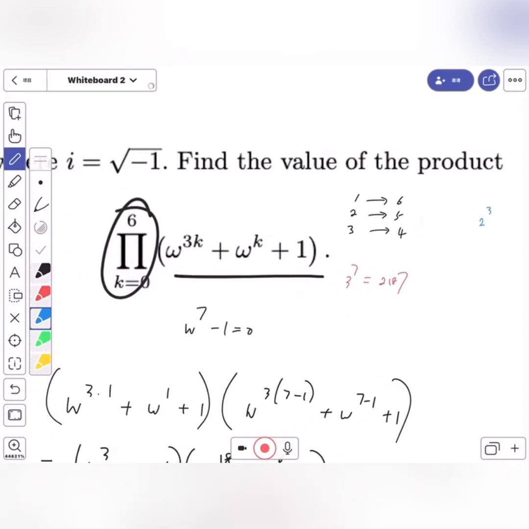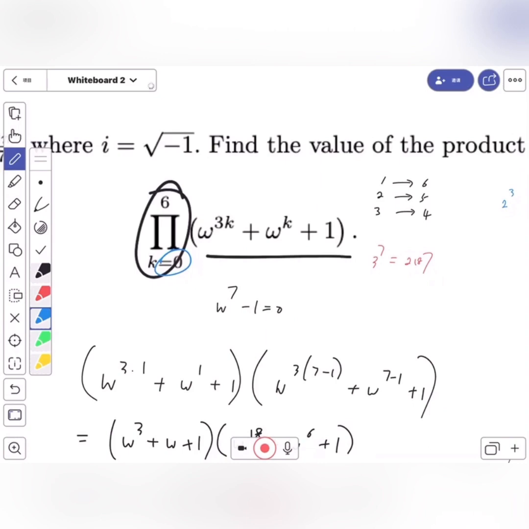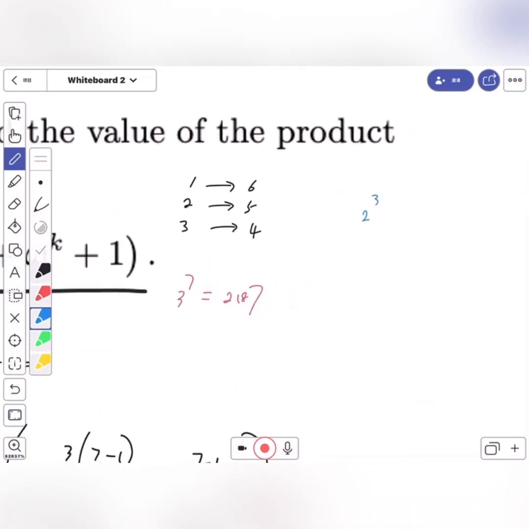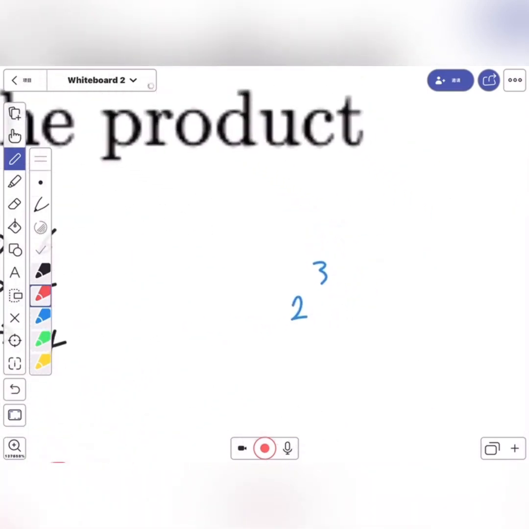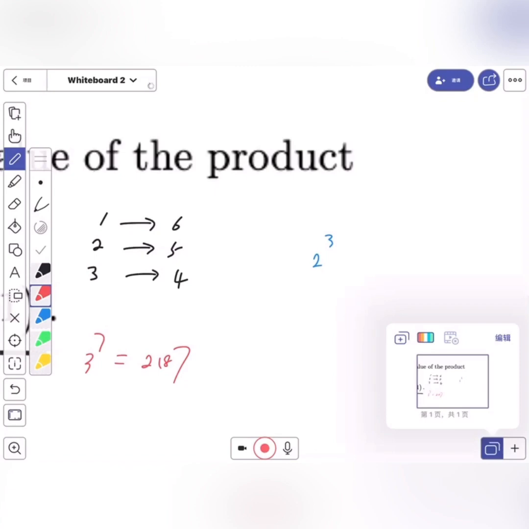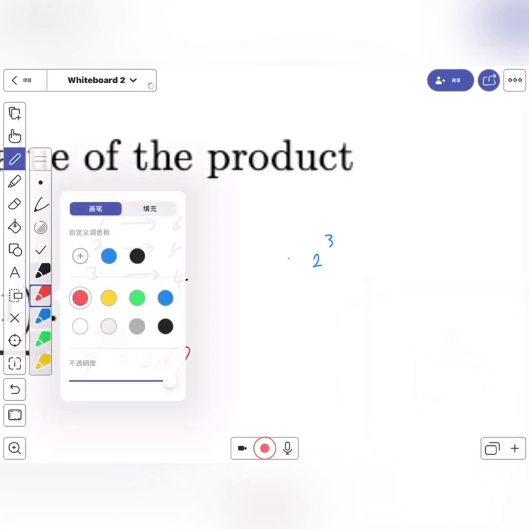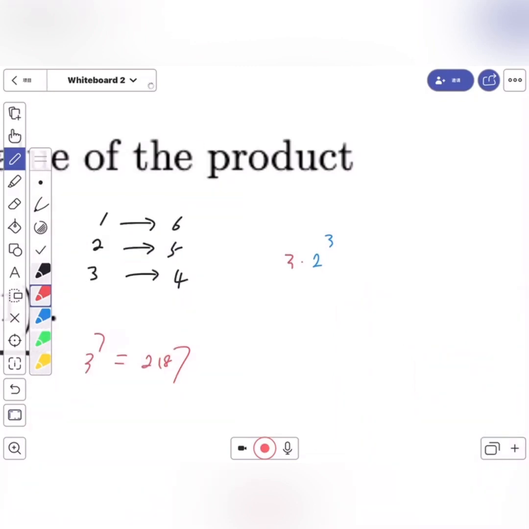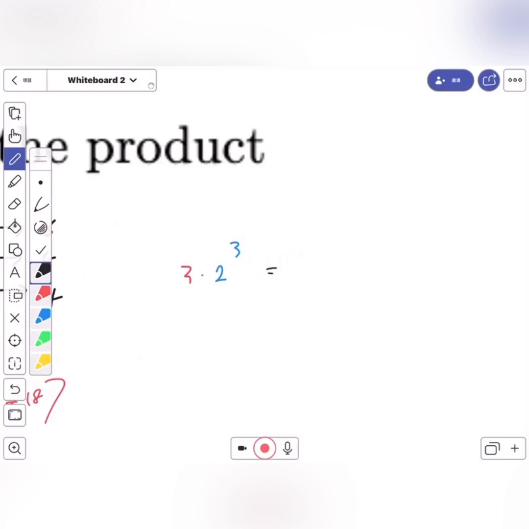But don't forget about the 0, so we need to multiply this by omega to the 3 times 0 plus omega to the 0 plus 1, where all the 3 terms are 1, so we have to multiply by a 3 in the front. And that is simply our answer of 24 at the end.